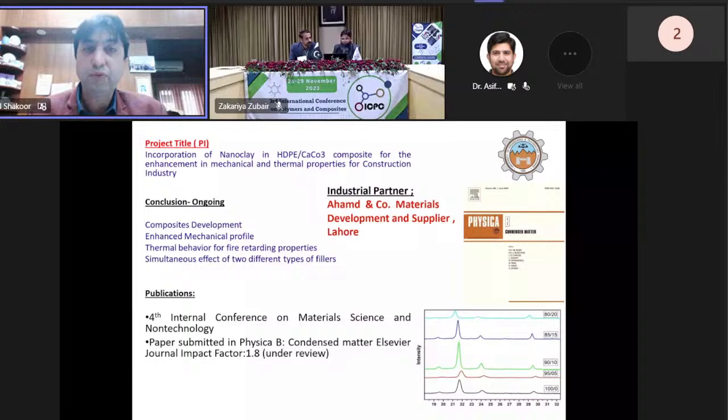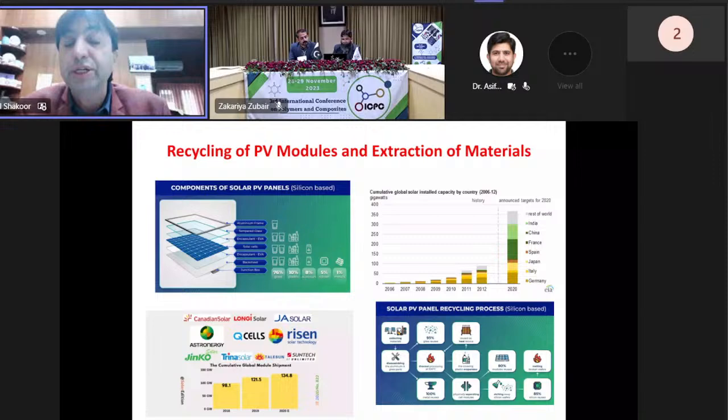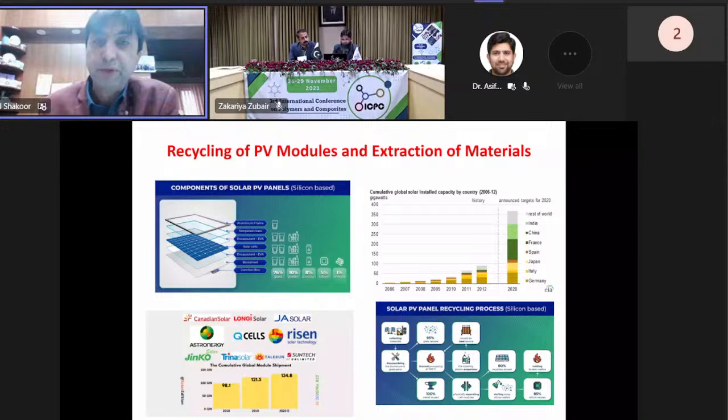We are working on one of the other projects, the recycling of PV modules and extraction of the material, because in the near future there will be two problems associated with PV modules. One will be the reliability of the PV module, and the second will be the recycling of the PV module. We are expecting a huge waste of PV modules, given the way they are being manufactured, production is going on, and the way people are just using them. So there will be a challenge in the future of how we can recycle. So we are looking at this one as well.